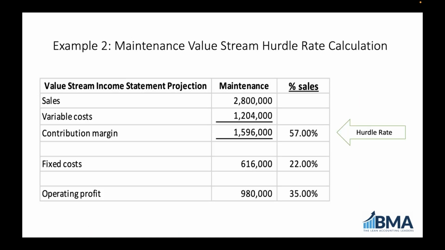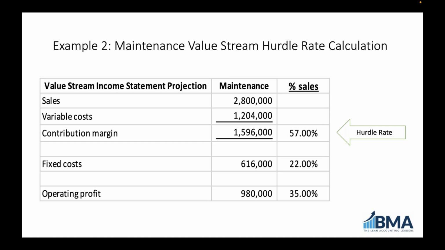All right, so I want to introduce this concept of the hurdle rate. The hurdle rate is the minimum contribution margin that needs to be achieved on any order to cover the variable costs, cover the fixed costs, and generate the operating profit you would like to have. It's a pretty simple calculation, and this is the plan for the maintenance value stream for a year. Fixed costs of 616,000, that's 22% of the planned sales. They'd like to make an operating profit of 980,000, that's 35%. So you just add those two numbers together. The hurdle rate is 57%.